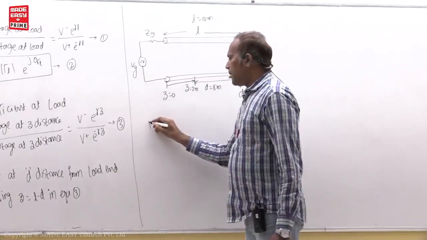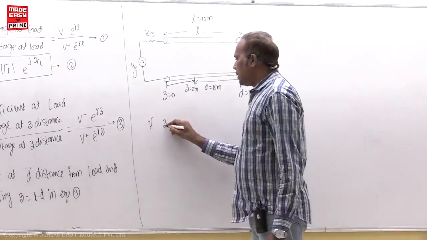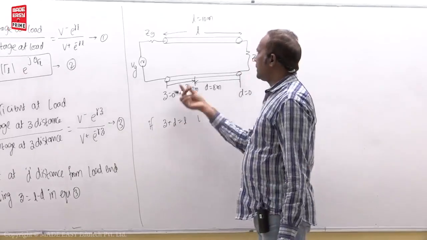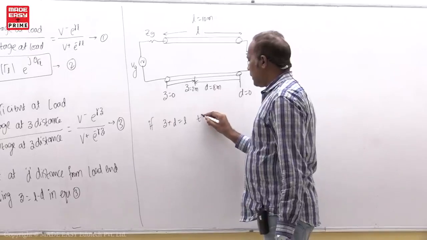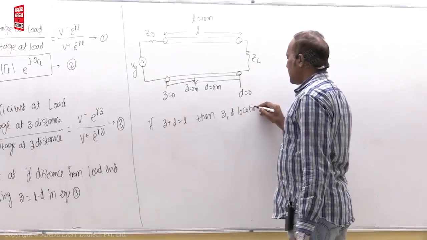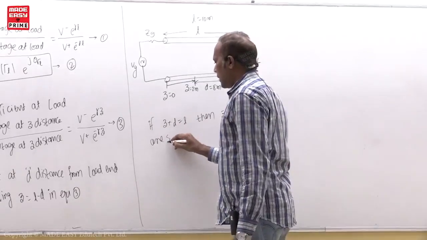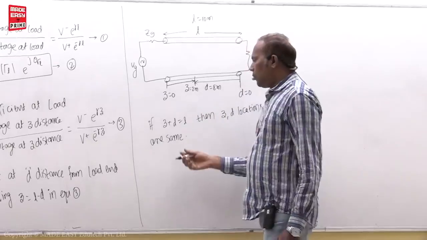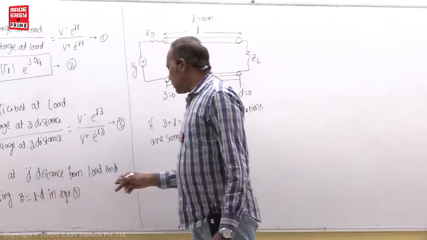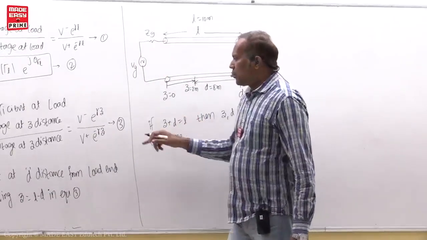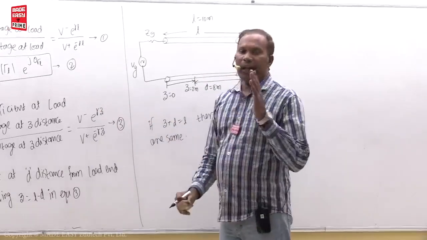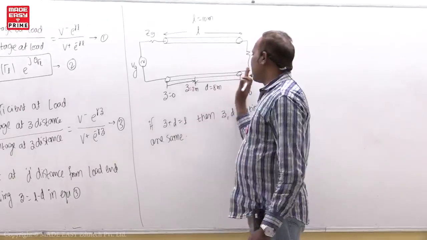If Z plus D is equal to L, that means this is 2, this is 8, this is 10. If Z plus D is equal to L, then the Z and D locations are the same. Now from this, what is the Z value? Z is equal to L minus D. So if you substitute Z equal to L minus D in this equation, then we get the reflection coefficient at D distance from the load end.